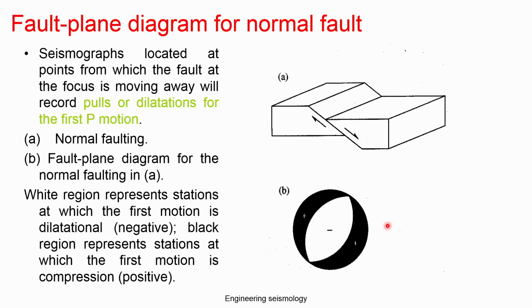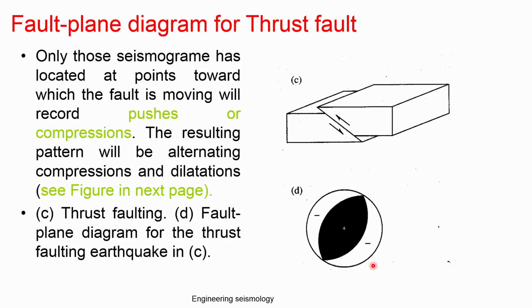The seismogram is located at a point where the fault is moving away, where the pull and dilatations are the first P wave motion. As you have seen, the fault plane diagram of normal faulting is given here: this is the normal fault and this is the fault plane. The white region represents the first motion of dilatation, which is negative, and the black region represents compression, which is positive. You can see the compression portion on both sides and the negative portion in the middle. This kind of fault source mechanism is called a normal fault beach ball, or source mechanism.